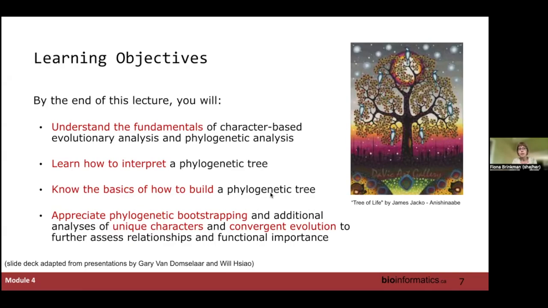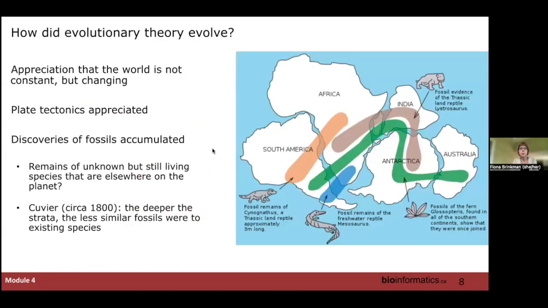Okay, but today we're going to flick back over to trees, all about trees. We're going to talk about the fundamentals of character-based evolutionary analysis and phylogenetic analysis, how to interpret a phylogenetic tree, the basics of how to build a tree, and appreciate phylogenetic bootstrapping and unique characters and convergent evolution. This will be introductory for some people, but I'm trying to pepper it with a few interesting tidbits that will hopefully make it of interest to those who know this more.